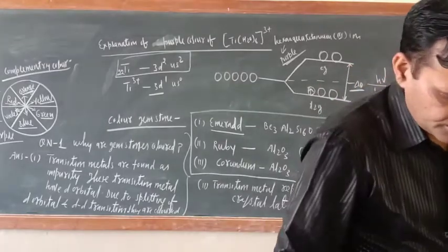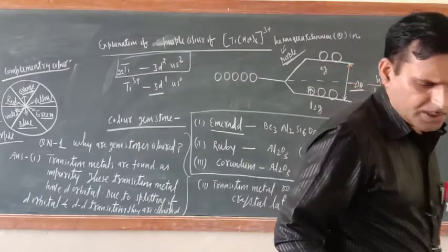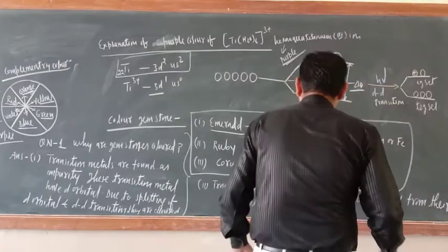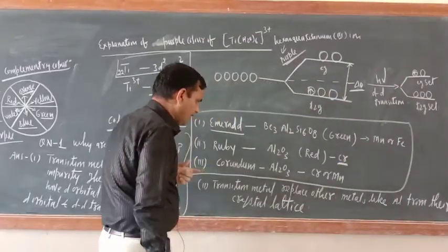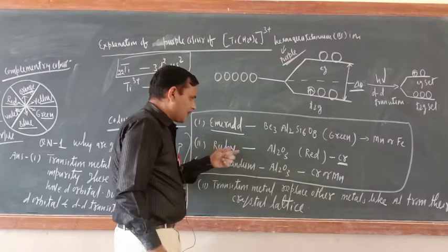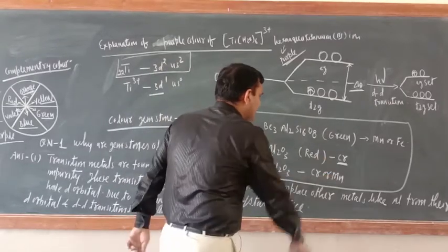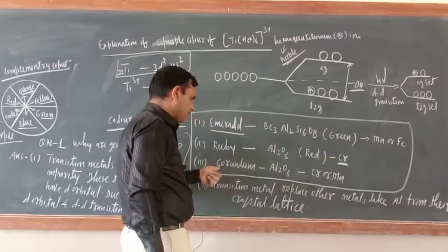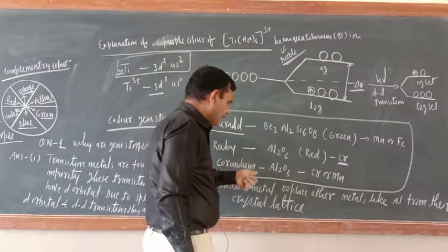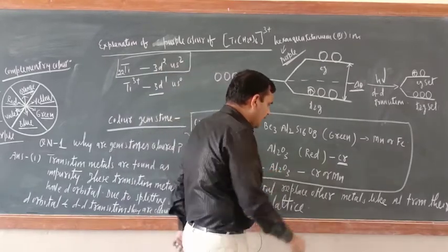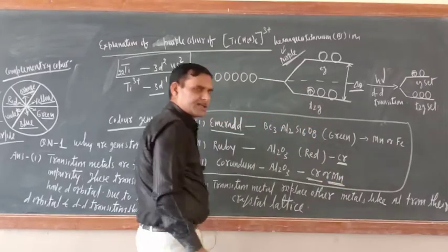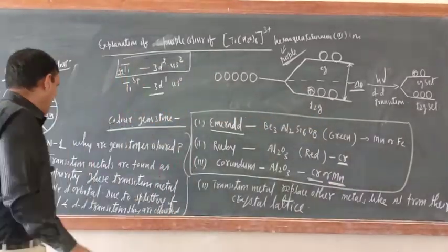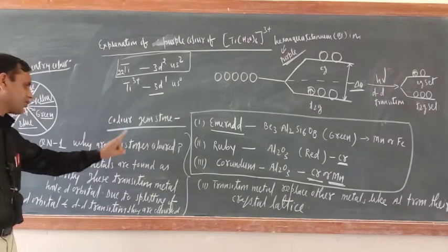Ruby and corundum are almost similar. Their difference is in color. Ruby is red, and this is because of the presence of an impurity of chromium. Corundum is Al2O3. Its color is because of Cr and Mn. Now the question is, why are gemstones colored?